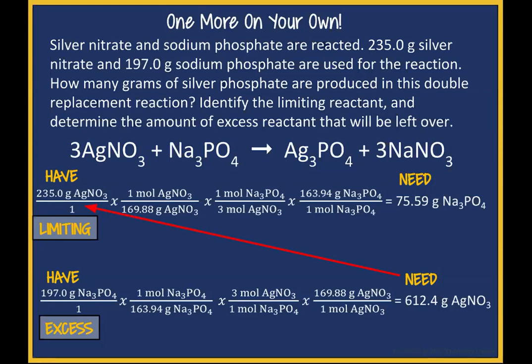Same thing with what we're given for sodium phosphate. 197 is what we're given. We change it to moles. The 163.94 comes from the periodic table. The 3 and the 1 come from your balanced equation. And then the 169.88 from the periodic table to change it back to grams.